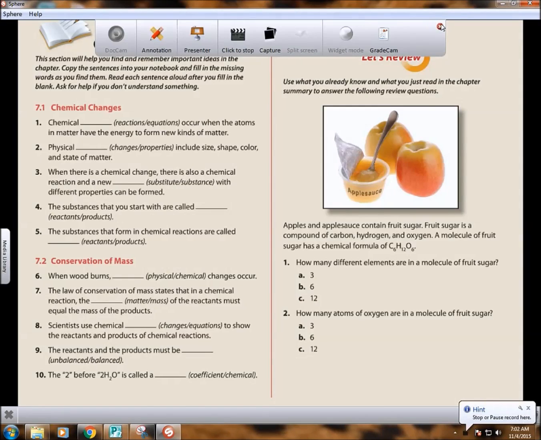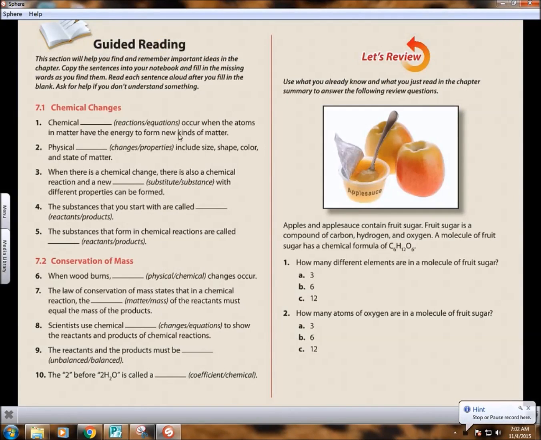This is page 173 in your book, and we're going to go over the guided reading here. Chemical changes. Chemical what occur when the atoms in matter have the energy to form new kinds of matter? That would be a chemical reaction. Physical changes or properties include size, shape, color, and states of matter. Well, that would be a physical property, because a property describes what it looks like, how it smells, its characteristics. Number 3, when there is a chemical change, there is also a chemical reaction and a new substance.